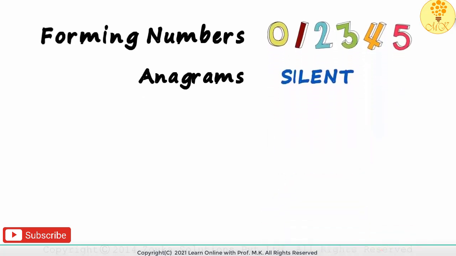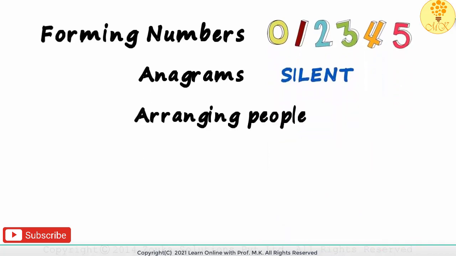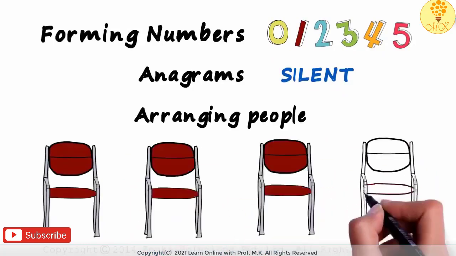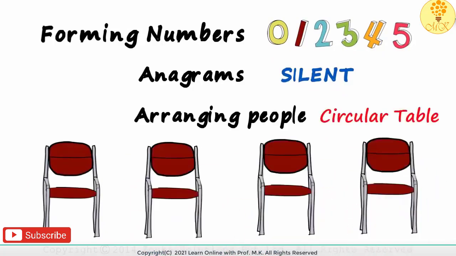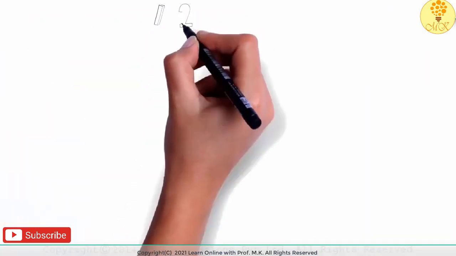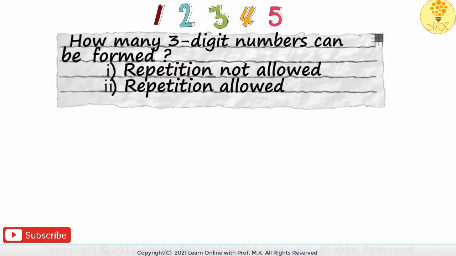Another category of problems would be that of arranging people. We could be asked the number of ways in which we can seat people on 4 chairs, or maybe arrange them around a circular table. So in this session and the next few, we will be looking at the first category, arranging digits to form numbers.